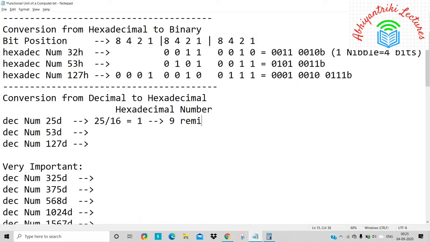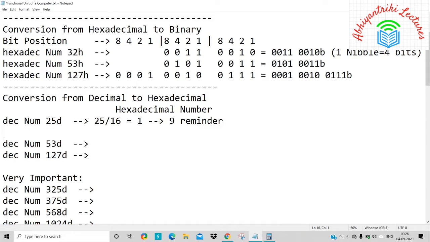Now see here, this digit. The answer is less than 15. If the answer is less than 15, then you don't have to simplify it again. So the final answer is the quotient 1 and the remainder, that is 9. So 25D is equal to 19H. This is the answer. So here 1 is less than 15, so you don't have to simplify it again.